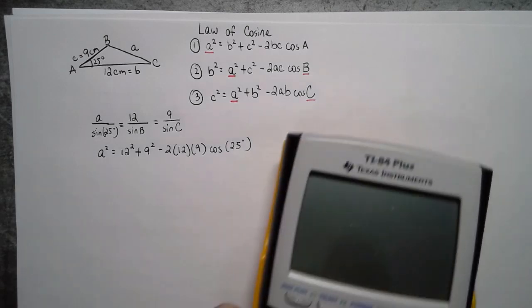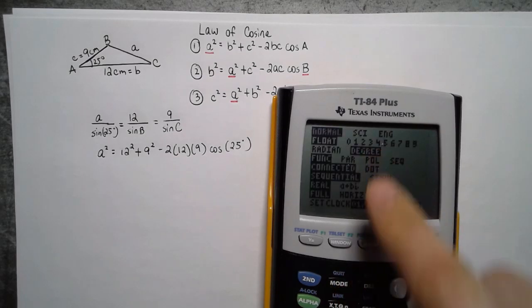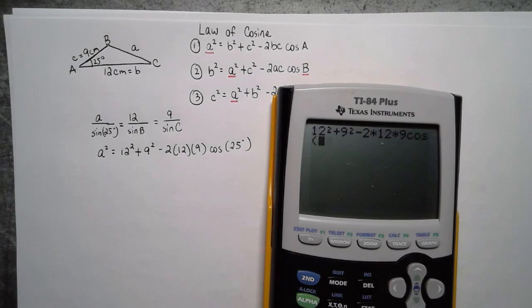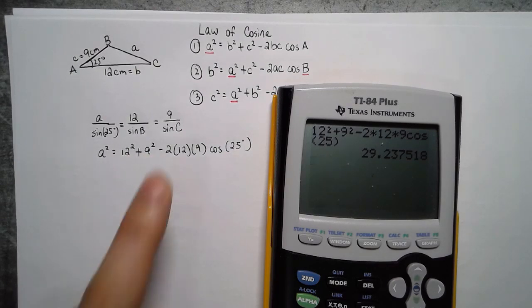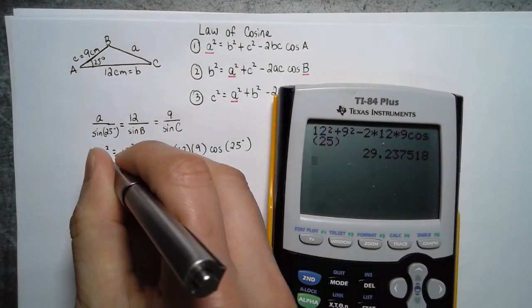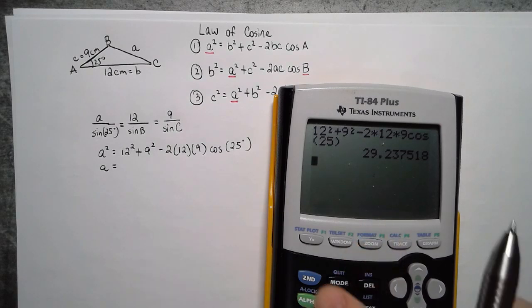So I'm going to take my calculator, making sure my calculator is in degree mode, and I'm plugging in 12 squared plus 9 squared minus 2 times 12 times 9 cosine of 25 degrees, and A squared equals that answer right there, which is 29. But we're not done. We are looking for A. So we got one more step. We got to take the square root of that answer.